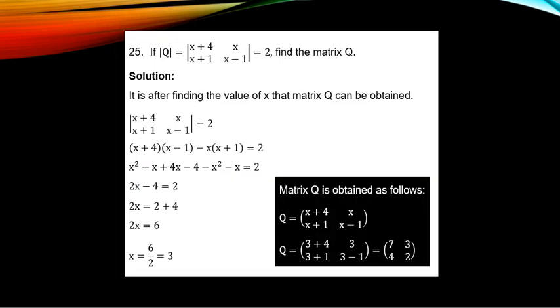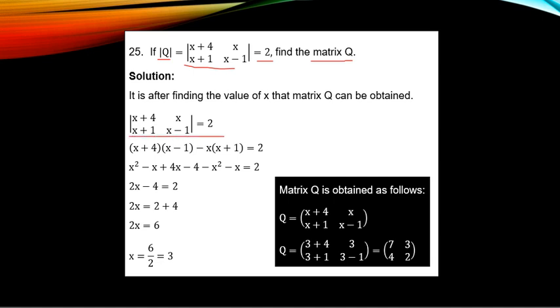Example 25. If determinant of Q of this matrix is equal to 2, then find matrix Q. So you already have the matrix equation in determinant form. Then you are asked to find the matrix. That means you have to get s first before you can find matrix Q. So simply you have determinant of the matrix equal to 2.